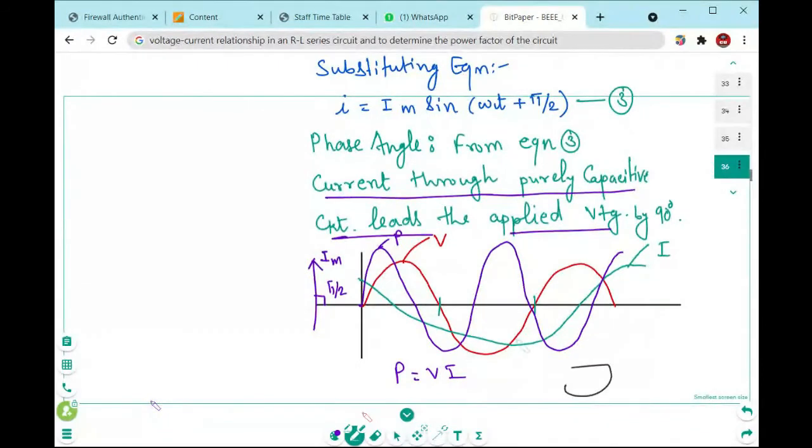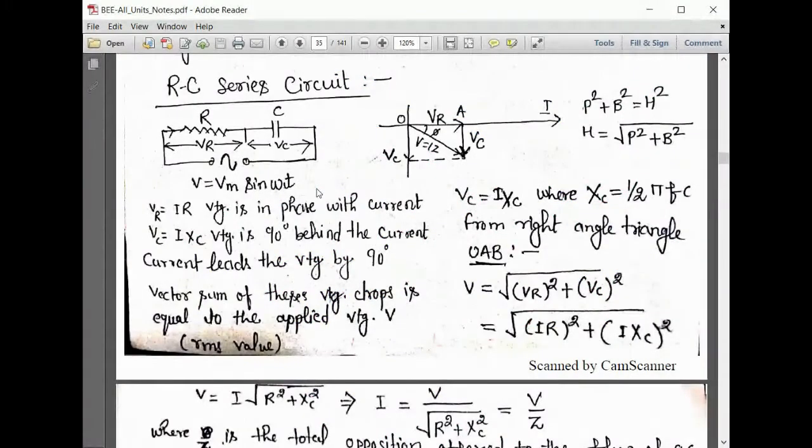Okay, and when you draw the phasor diagram right here, this is the voltage which you applied, and the current is changing. Okay, this is the current value. So this current leads the voltage. You can see right here, current is leading the voltage by 90 degrees. Okay, so this is the phasor diagram for a purely capacitive circuit. Next, the RC series circuit. In this RC series circuit, we will create the circuit right here, and firstly we will draw the phasor diagram.